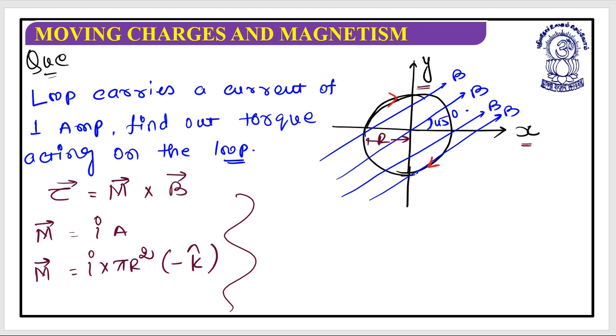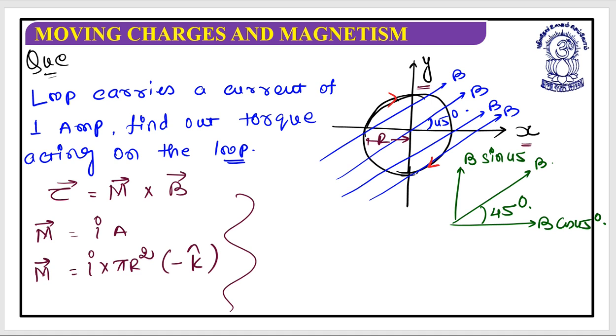If I divide this into components, it is something like this. This is the horizontal line and this is the magnetic field B. This angle is 45 degrees. So this could be written as B cos 45 and this as B sin 45. So magnetic field B could be written as B cos 45, which is B by root 2 i cap, plus B sin 45, which is B by root 2 j cap.